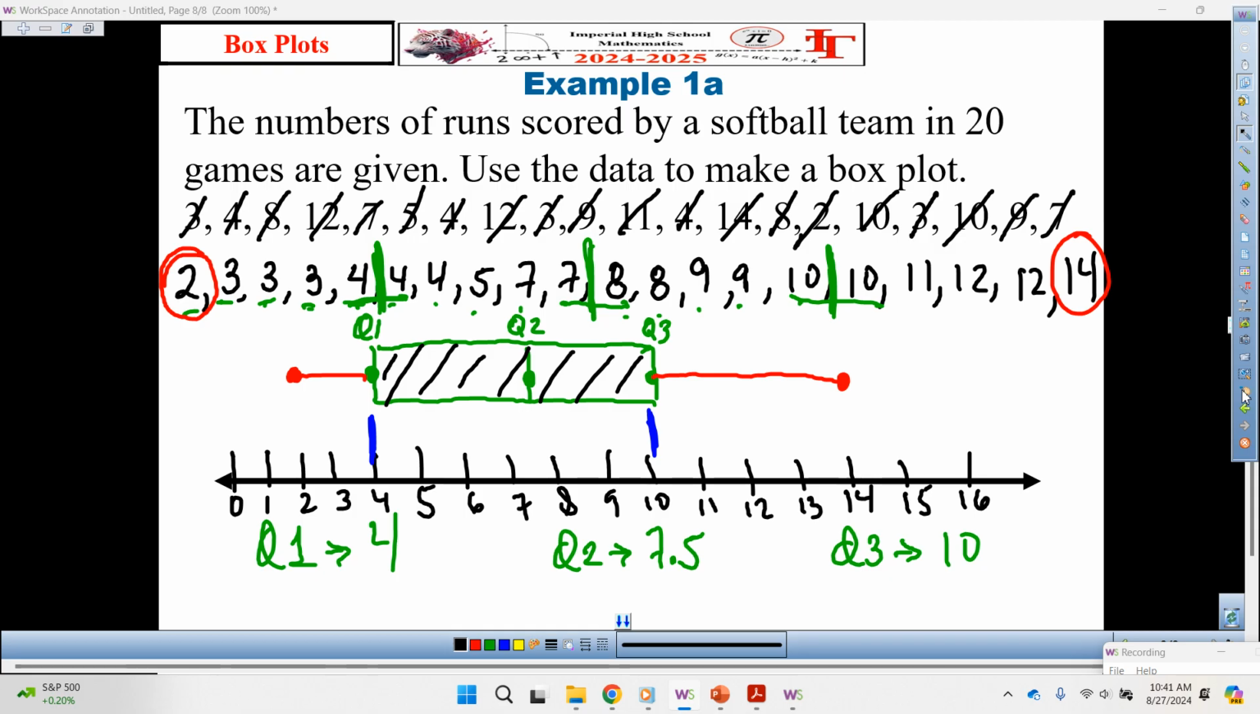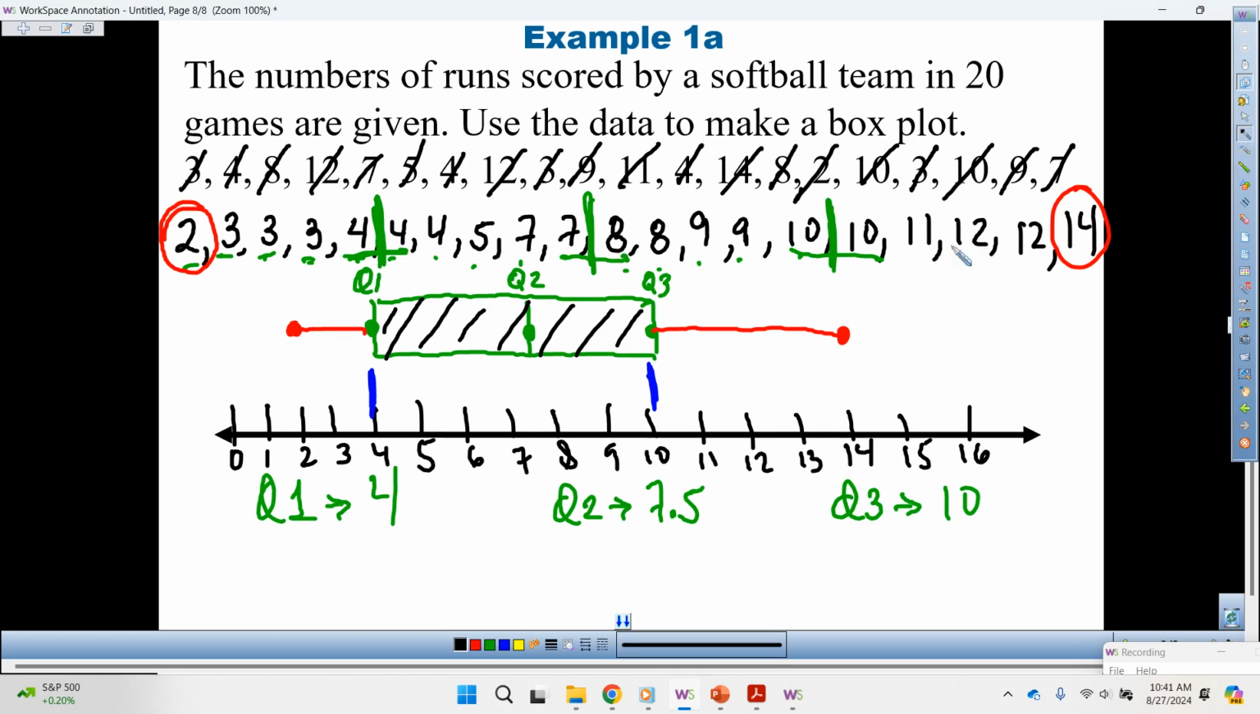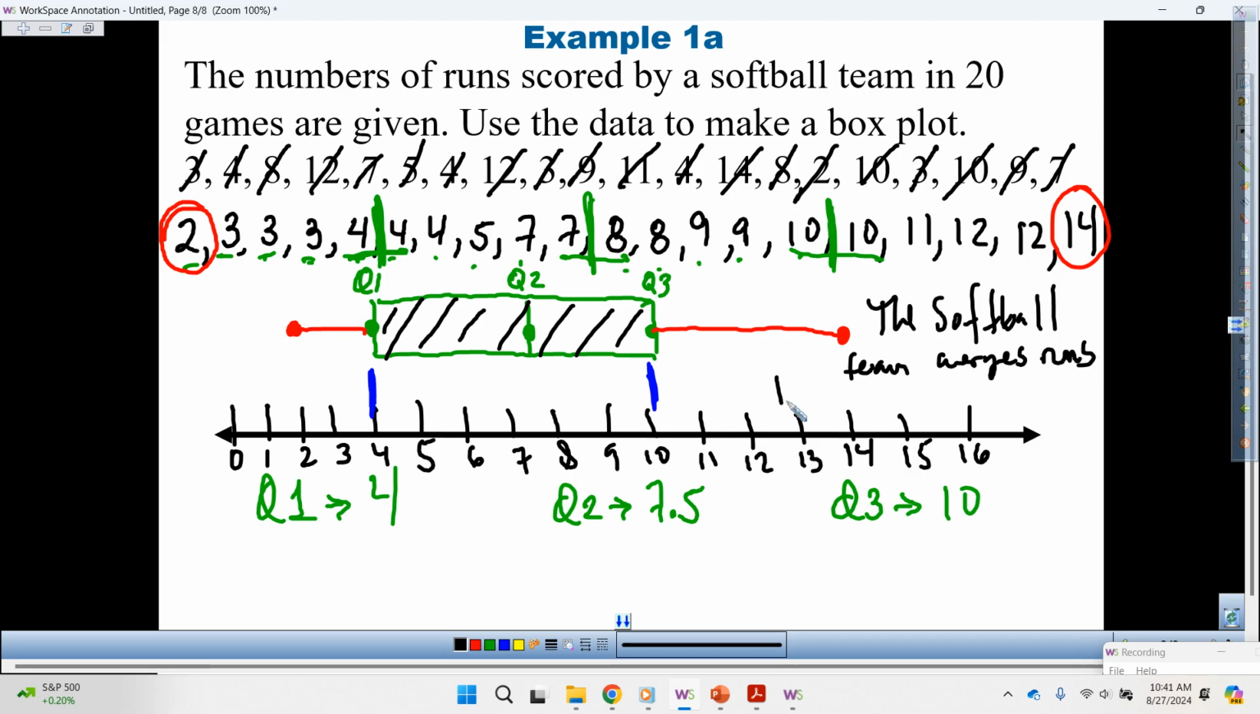All right, looks like Mario's got it. Mario, go, enlighten us. Okay, the softball team averages runs between what? Between 4 all the way to 10.